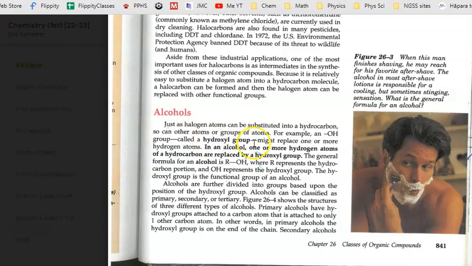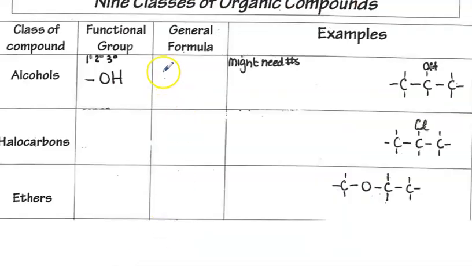Anyways, it's just a hydroxyl group, which is an OH, and it replaces one of the hydrogen atoms. Okay, so here is what they say is the general formula. And what does R mean? Well, I need to do some other teaching for that too. So we're going to write down this general formula is R and then an OH. Okay, what does R mean?